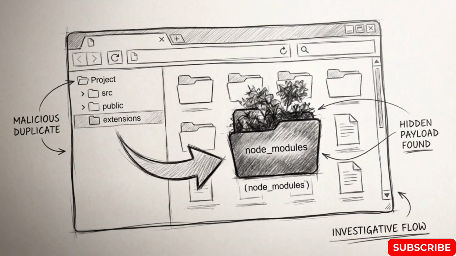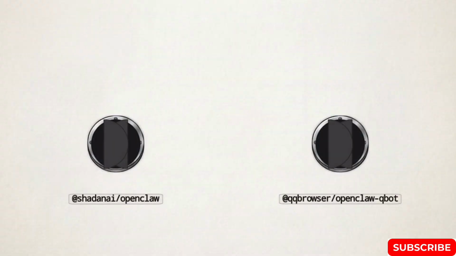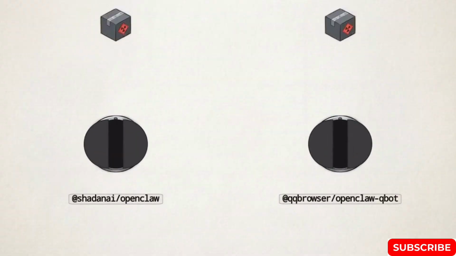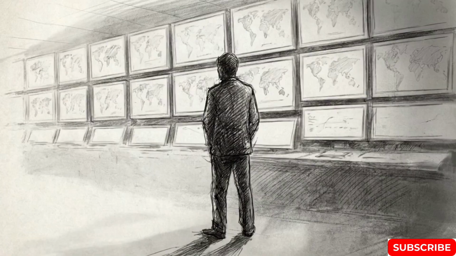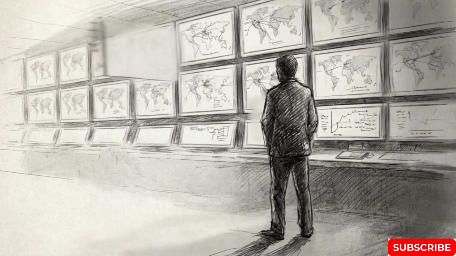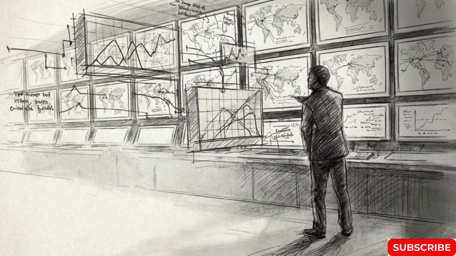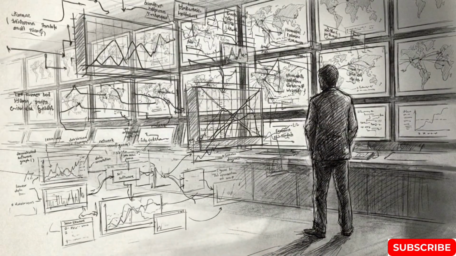The attack vector also spread through vendor dependencies. Packages like @shodanai/openclaw and @qq-browser/openclaw-qbot were found distributing the exact same payloads via tampered internal folders. State-sponsored actors are now weaponizing the open-source supply chain architecture to deploy espionage tools across the JavaScript ecosystem.